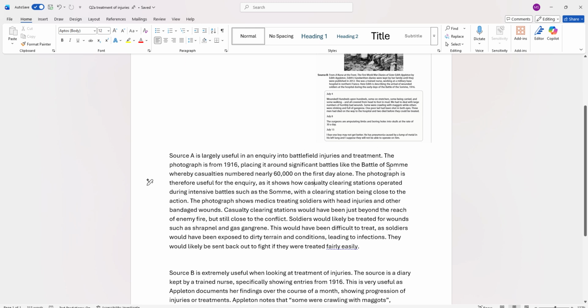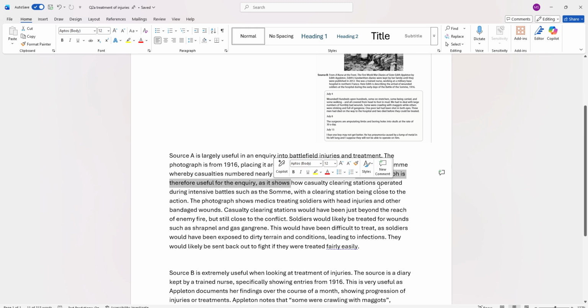But what I have not done, and this is my biggest piece of advice to you, is never, ever, ever say in your evaluation, this is useful because it's from the time. You will not get a mark for that. All of the sources will be primary. They will all be from the time, always. So it is totally pointless writing that it is from the time. I tell my students this constantly and I still get plenty of them writing that it's from the time. This will not get you a mark. Avoid, avoid, avoid.